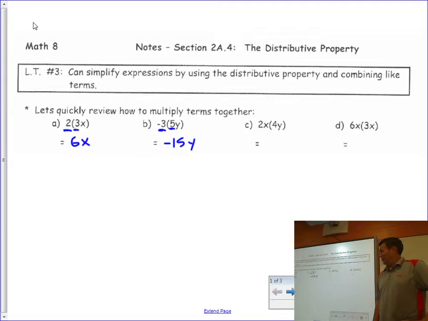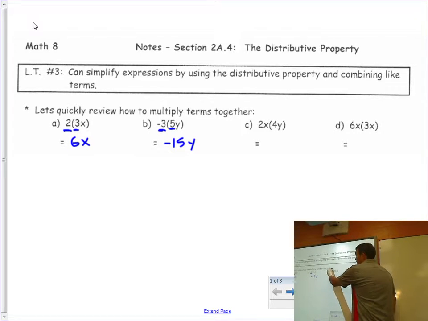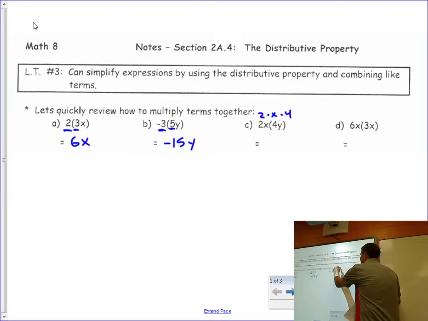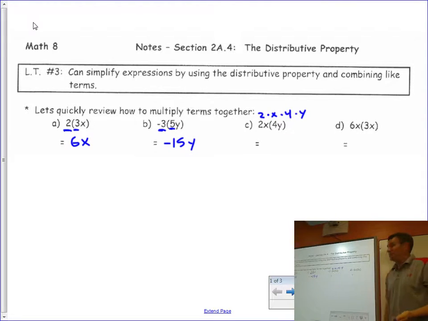In the third example, I have 2x times 4y. Now let me remind you why this works. 2x really means 2 times x. It's just when you have a number and a variable being multiplied together, you don't need to have a dot between them. But you could. And then the parenthesis means that I am multiplying times 4 times y. Essentially, this problem is 2 times x times 4 times y.